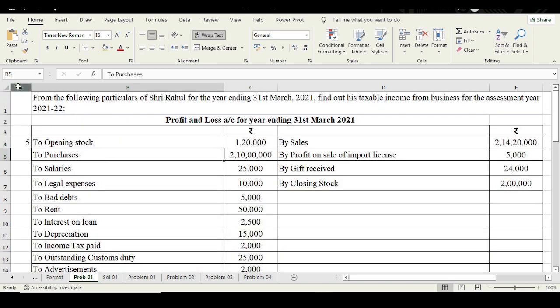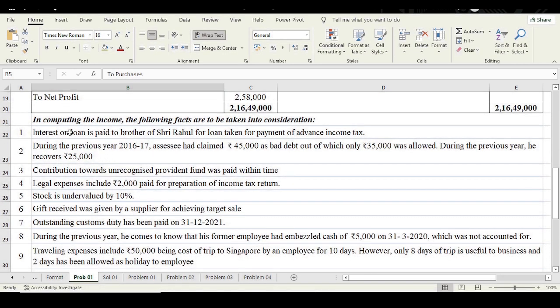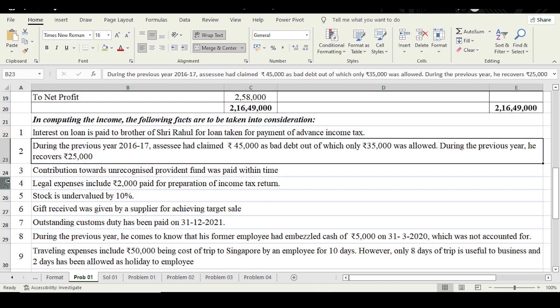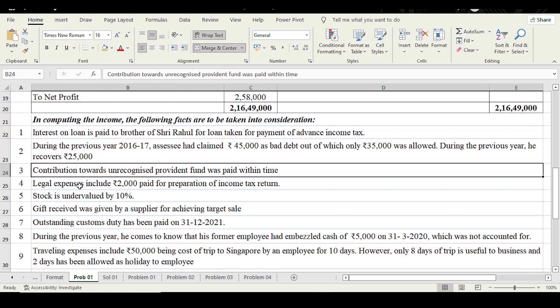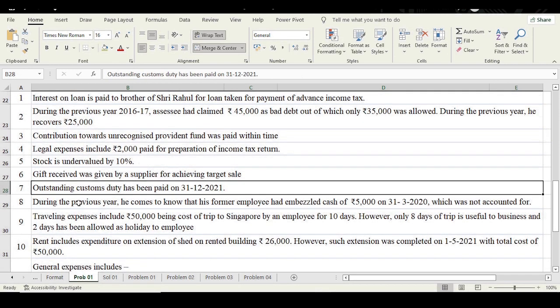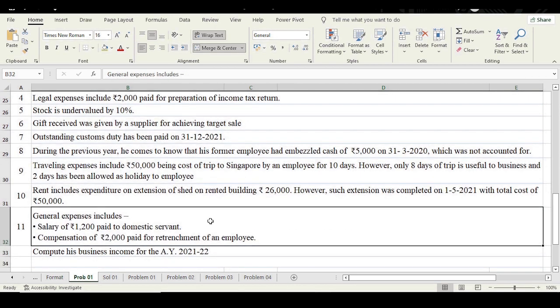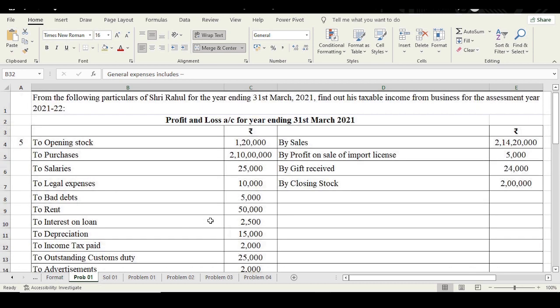And then coming to purchases. Purchases is an allowable expenditure. It is related to business. You purchase raw materials, etc. As such, it is allowable. Do you have any adjustments relating to purchases? First one is interest on loan. This talks about bad debts. This is contribution to URPF. This is legal expenses, stock, gift, customs duty, embezzlement of cash, traveling expenses, rent, and then adjustment relating to general expenses. So we don't have any adjustment relating to purchases. As such, it is an allowable expenditure because purchases of raw materials, etc., are related to business.